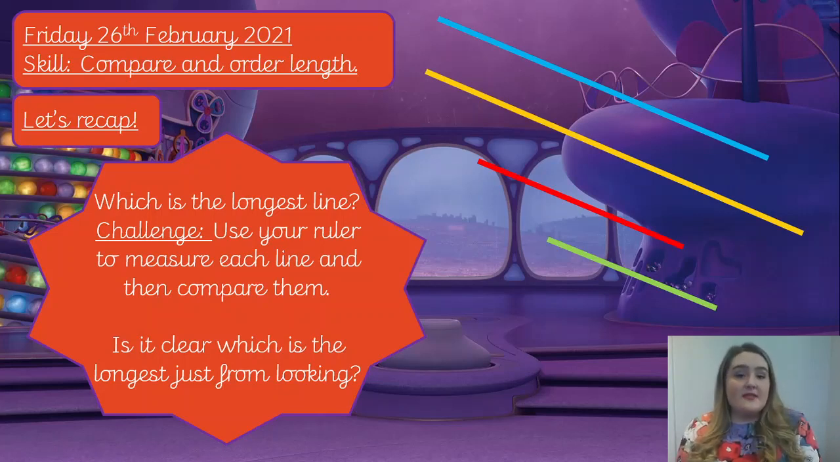It's sometimes quite difficult to tell just by looking, especially as they're in different positions and maybe at an angle rather than flat. It's sometimes a little bit more tricky. So can you use your ruler, if you have one, to measure each line, so measure on the screen for example, and then compare them, okay? So you don't have to use the symbols, you can just compare them verbally. So for example, the red line is smaller than the blue line, and if you have a ruler, then you'll be able to do that using specific measurements too. So I'd like you to pause the video and have a go at that now, please.